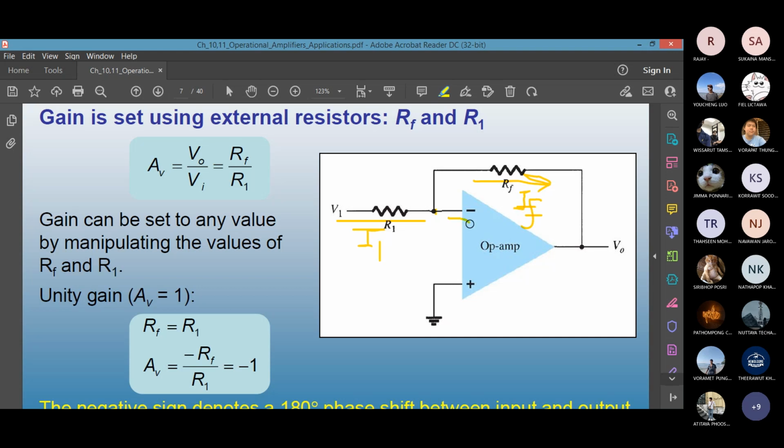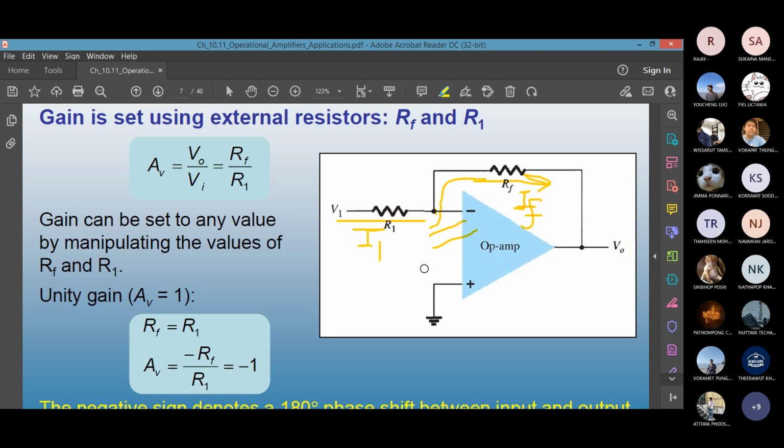You think some of the current will go here. No, it will not go like that. Because of the high input impedance, it does not pass the op amp. Your input current will go all the way through, which means I1 equals IF. I put an equal sign. I1 equals IF.